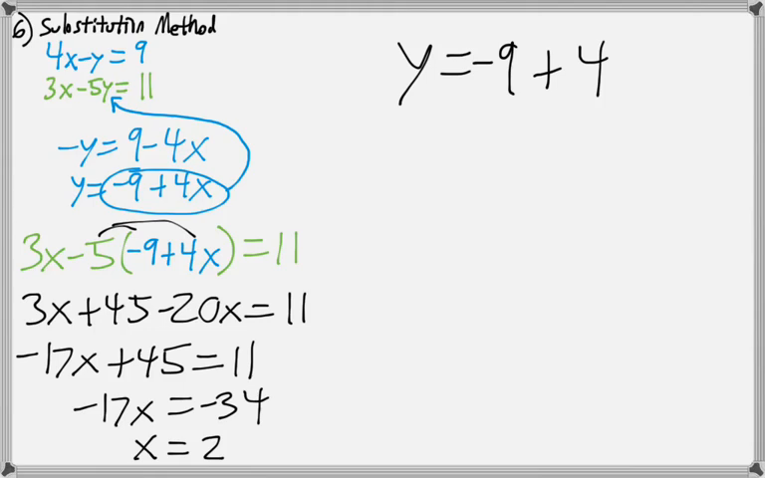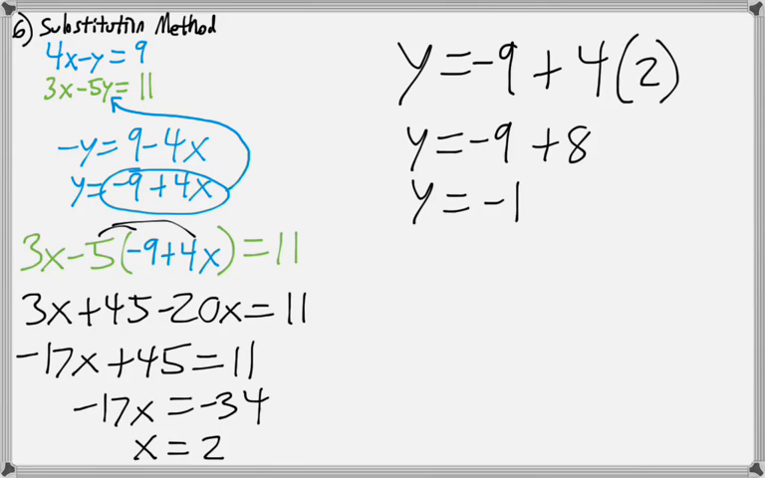But I know what x is. It's 2. So I'm plugging in 2. So y is equal to negative 9 plus 8, and y is equal to negative 1. So my final answer, my intersection point, is 2, negative 1.